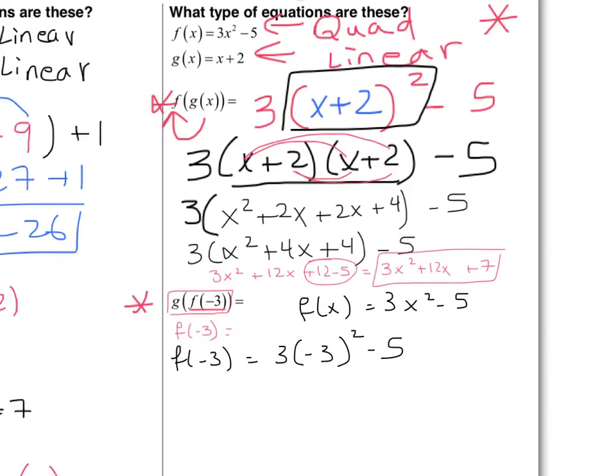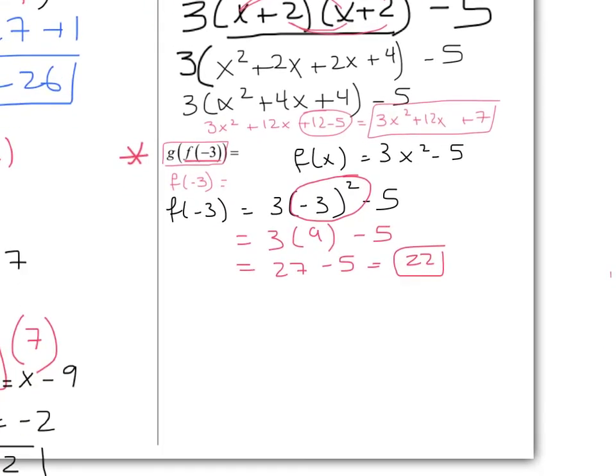Now again, you do the parentheses first. So negative 3 squared would be a 9, because negative 3 times negative 3 is a positive 9. Now 3 times 9 would be a 27. Minus 5 would be a 22. Now, is this our final answer? No, we just found f of negative 3. Now, remember, it's g of f of negative 3.